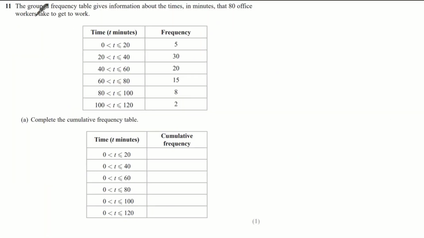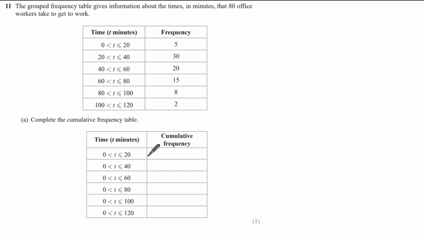Question 11 states that the group frequency table gives information about the times in minutes that 80 office workers take to get to work. So, looking at the table, 5 people said it took them between 0 and 20 minutes, including 20 minutes. 30 people said it took them between 20 and 40 minutes, including 40 minutes, and so on and so forth. The question wants us to complete the cumulative frequency table. And remember, cumulative means we're adding up as we go along, and you can see that in the class intervals.